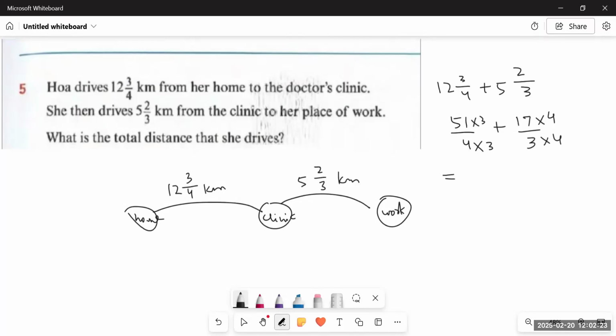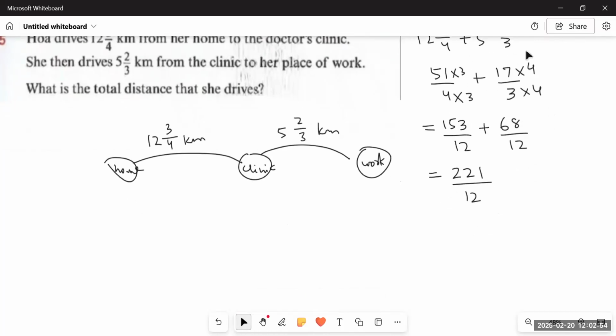So this would be 153 upon 12 plus 17 multiplied by 4 is equals to 68 upon 12. Okay, now we will add them. So 68 plus 153 is equals to 221. And since the denominators are same, now we can add the numerators. So it would become 221 upon 12. Now what to do next? We will divide them.